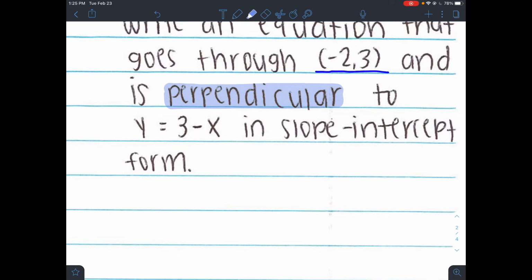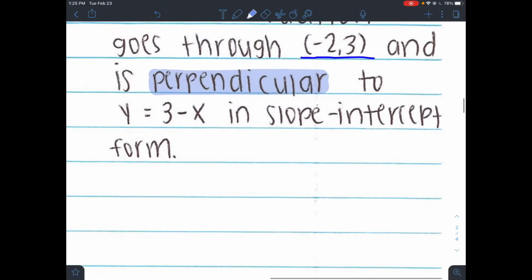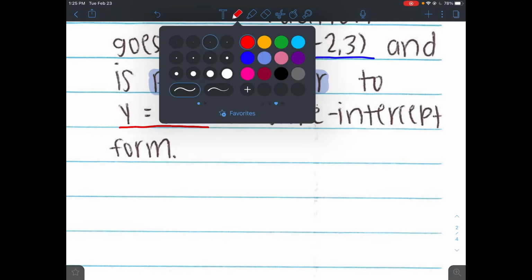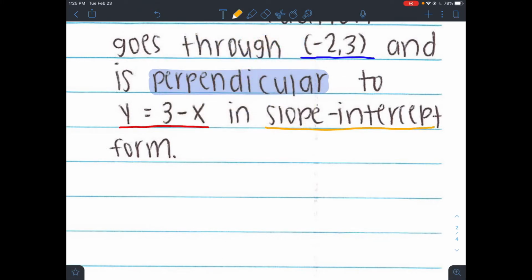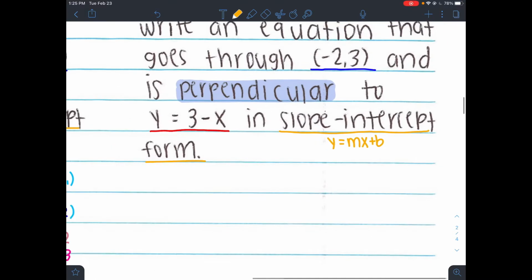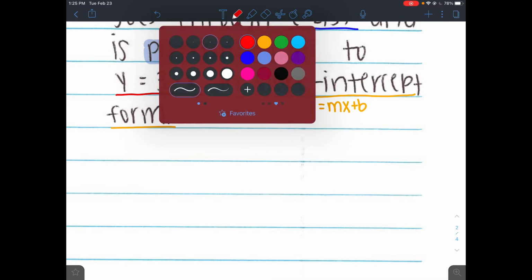Okay, so that's our point. We want a perpendicular line, and our equation is y equals 3 minus x, same exact equation. And then we want our final answer in slope-intercept form. Now again, that is y equals mx plus b. Okay, so just like earlier, we want to identify the slope.